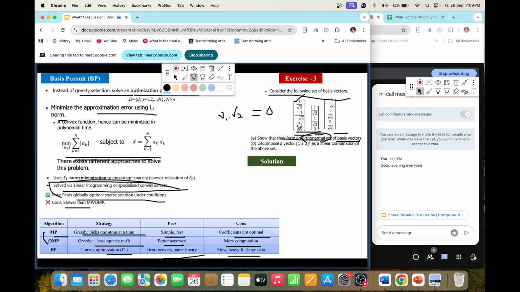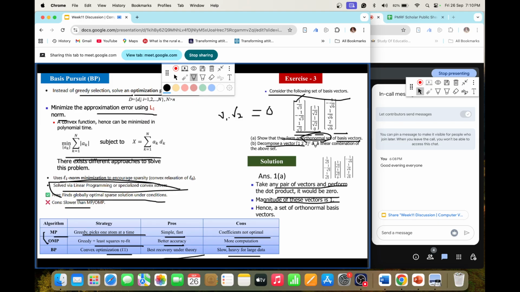So these three vectors are orthogonal to each other, and all three are unit vectors, so they are orthonormal basis vectors. That is what has been written: the magnitude of each vector is 1, and if you take any pair of vectors and perform the dot product, you get 0. So these three vectors are orthonormal basis vectors. Then it has been asked to decompose the vector 1, 2, 3 as a linear combination of the above set.